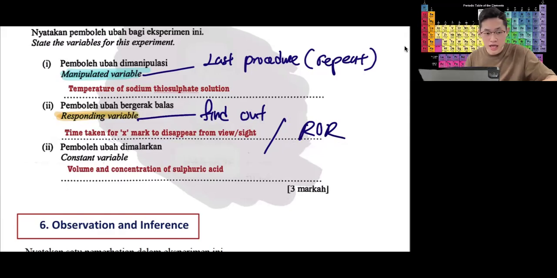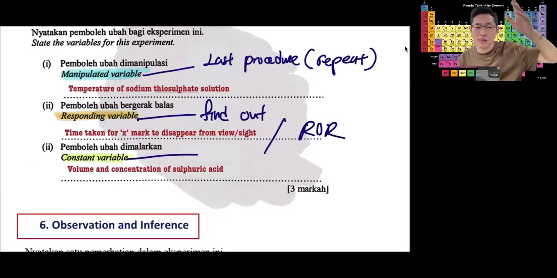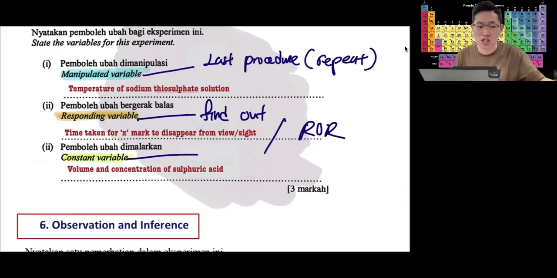Then for constant variable, you cannot simply write anything that's the same. Some students told me that, oh, I use the same stopwatch for all sets of experiment. Can I write stopwatch? No. For constant variable, the answer has to be something that can affect your data. That's why you want to keep them constant.